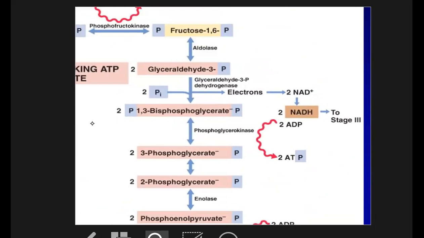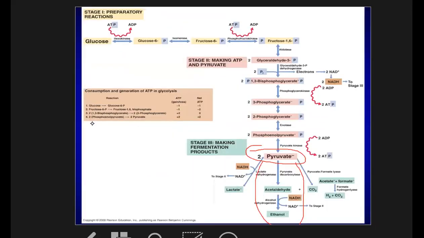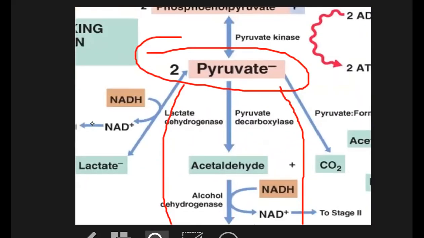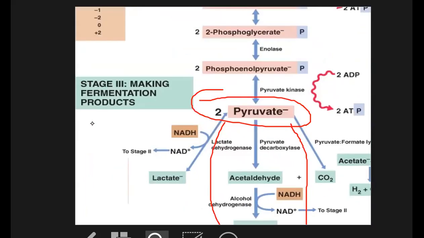You have this aldehyde phosphate. The electrons are going to be given to NAD plus, and then that feeds back down to stage 3 to keep stage 3 going. And so you have this kind of recycling going on with the NAD plus to NADH. So once NADH is made during stage 2, it comes down to stage 3, and you can see it's getting used to push those reactions.